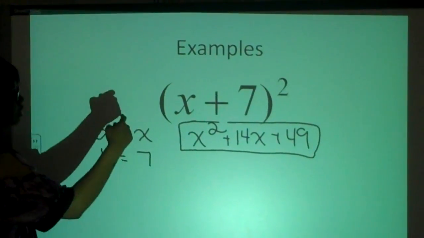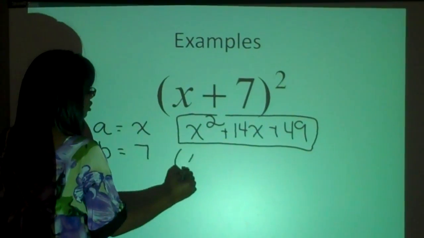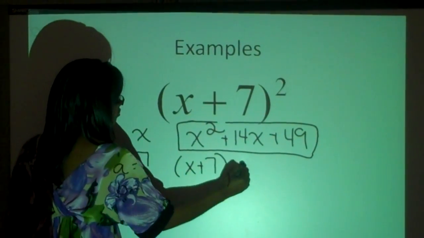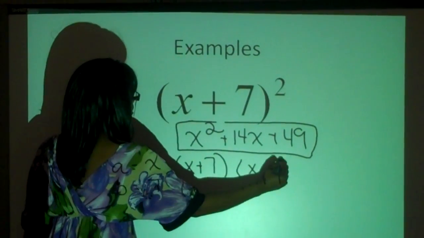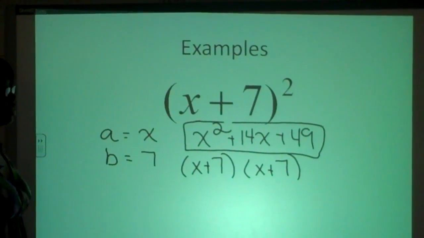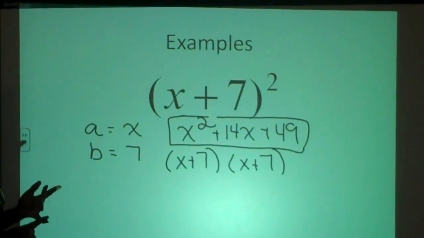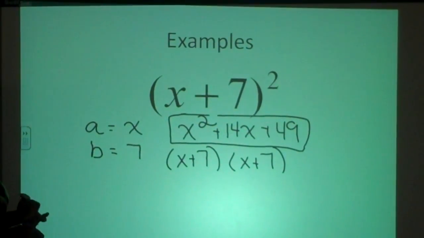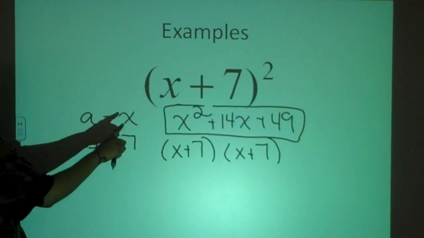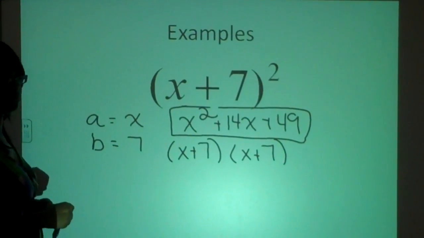Now we've already learned that x plus 7 squared means that you have x plus 7 times x plus 7. So you could use your multiplying rules that we learned yesterday. Box method, vertical method, distributive property, or FOIL. You'll end up getting this same answer.